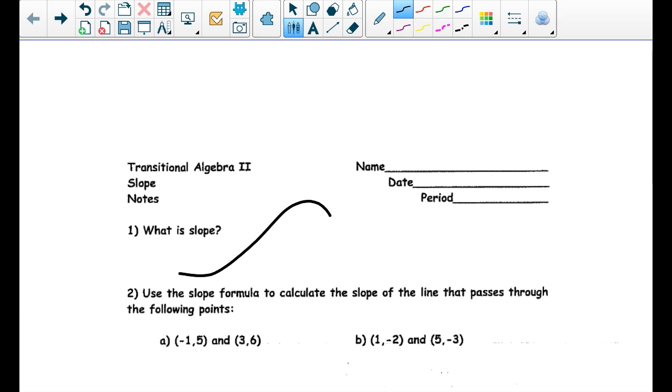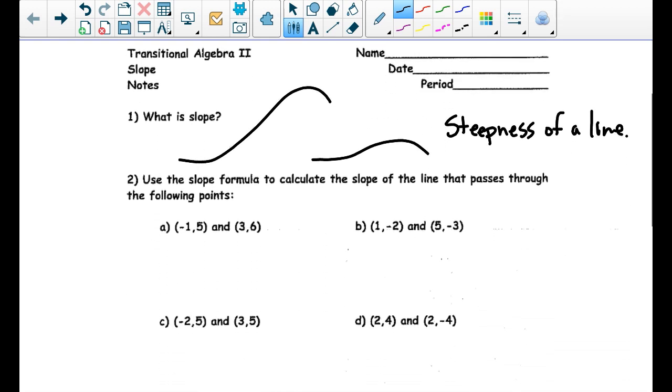So I have two hills, right? There's one, and there's another hill. What's the difference between the two hills? Steeper, right? So slope tells us the steepness of, in this case, we're going to talk about a line, okay? So the steepness of a line. Okay, so slope tells us the steepness. The greater the number, the steeper the slope.